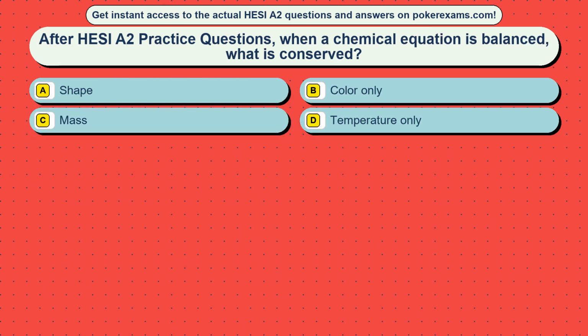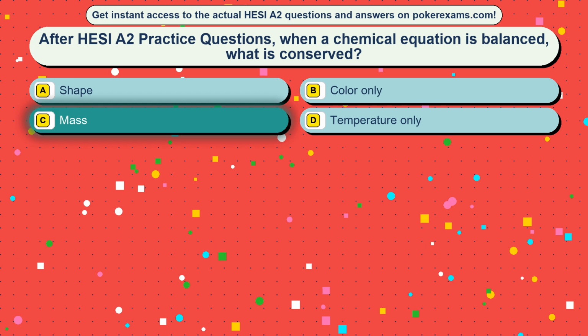Question 36. After HESI A2 Practice Questions, when a chemical equation is balanced, what is conserved? Option A, shape. Option B, color only. Option C, mass. Option D, temperature only. The correct answer is option C, mass.